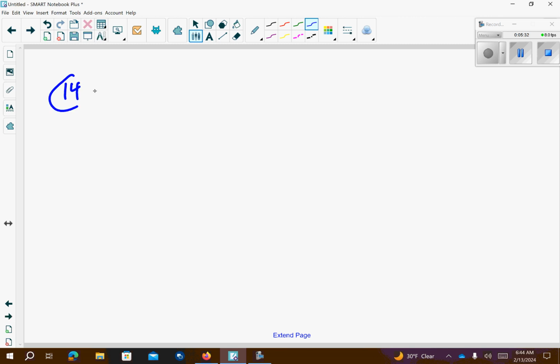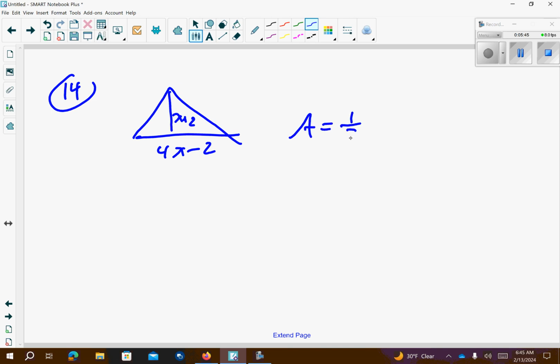Number 14, we want to find the area of the triangle. So we have a height here of x plus 2, and we have this base of 4x minus 2. Remember, in order to find the area of a triangle, it's 1/2 base times height. So I'm going to go area equals 1/2. I'm going to hold on to that 1/2 for a little bit.